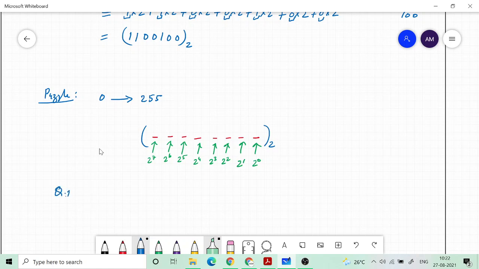So question number 1: is the imagined number greater than 127? That's all you need to ask. So he will give an answer, yes or no, right? If he gives the answer yes, then I will put 1. If he says no, I will put 0. So I figured out 1 bit out of it.